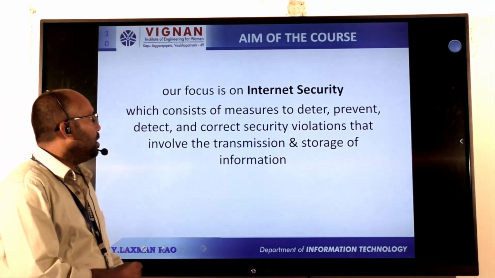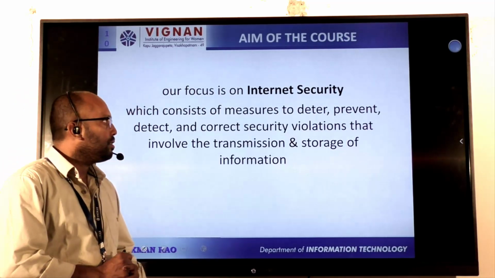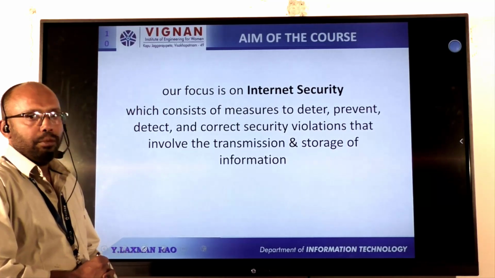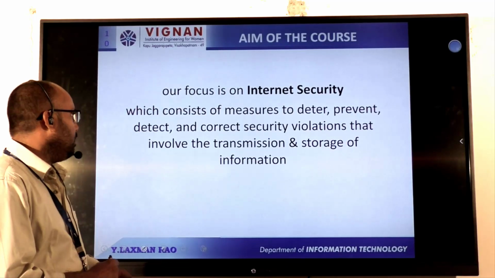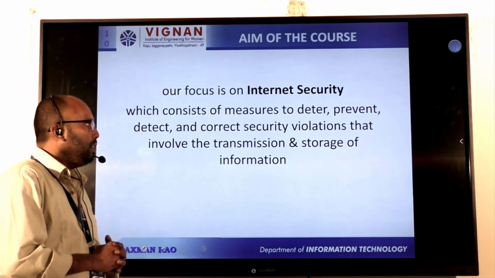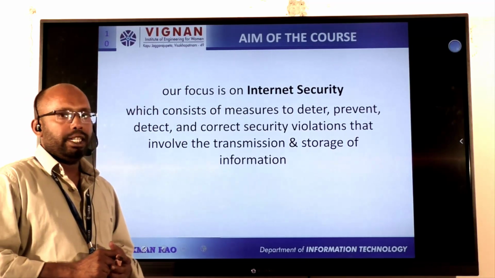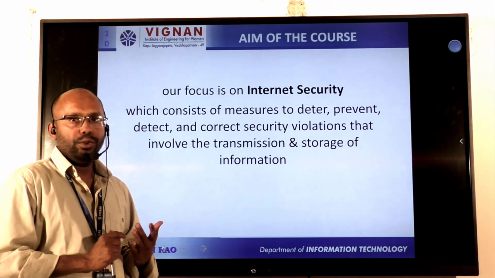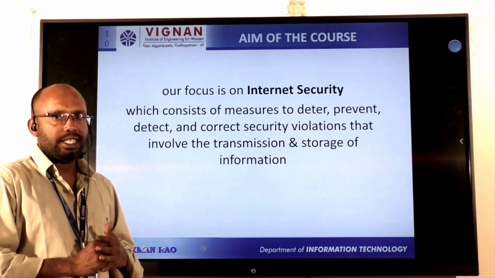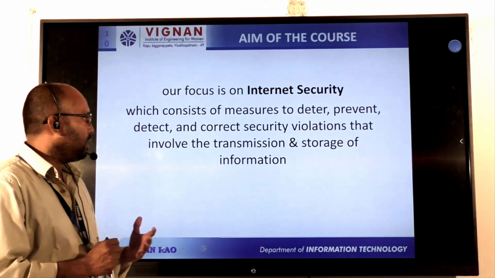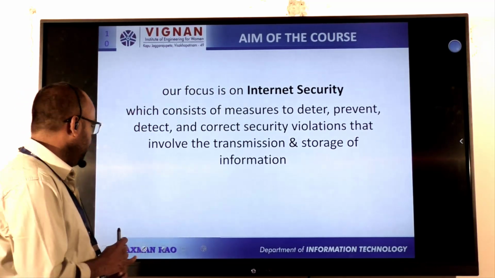So our focus is on the entire syllabus. Our focus is on internet security, which consists of measures to deter, prevent, detect, and correct security violations that involve the transmission and storage of information. Because we are dealing with the internet nowadays, most users can do a number of transactions and operations using the internet. So our focus is on internet security.